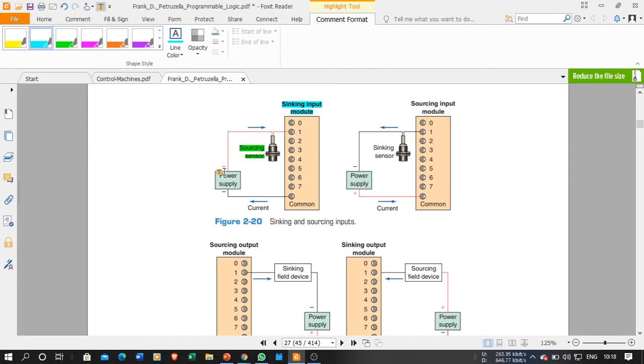So here I have connected the positive terminal of my supply to the input of my sensor.